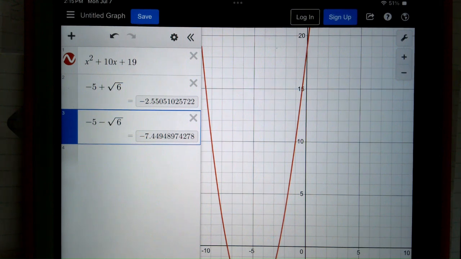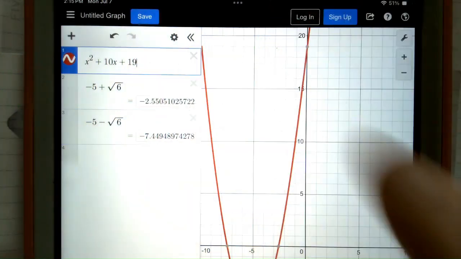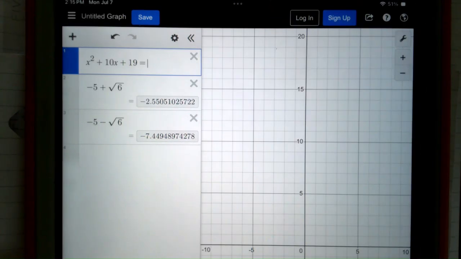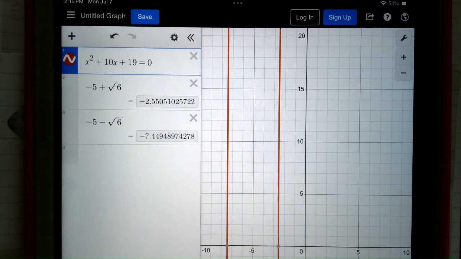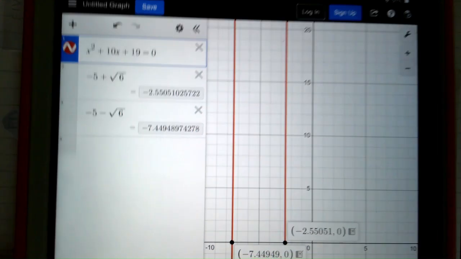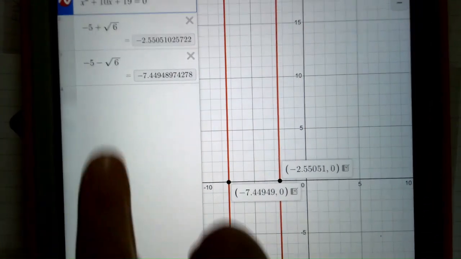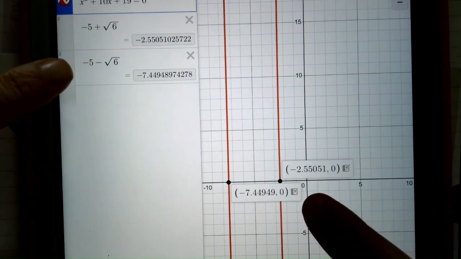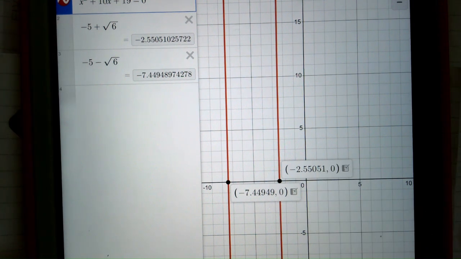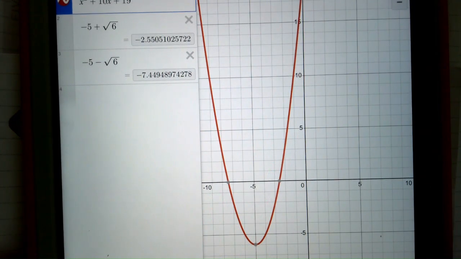Looking here at Desmos, I have graphed x squared plus 10x, and then I put plus 19, remember, because that's what it would be if you made it equal 0. And if you look, negative 5 plus the square root of 6 matches the one on the right, and negative 5 minus the square root of 6 matches the one on the left. So we have found the zeros or the roots to that particular quadratic equation.